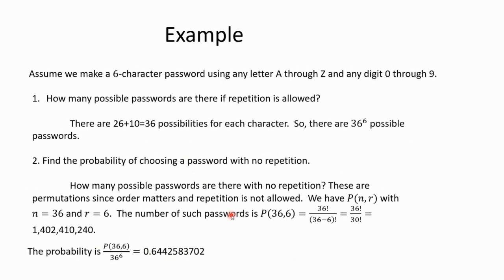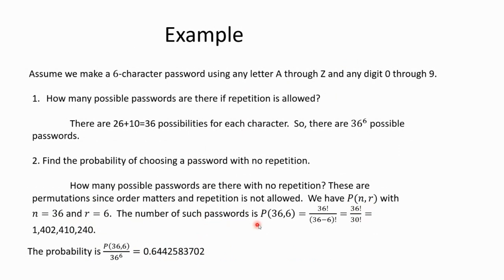Now, how many permutations are there? We're making an arrangement of 6, a 6-character password, and for each character there are 36 possibilities. So again, we have P of n, r, where n is 36 and r is 6.